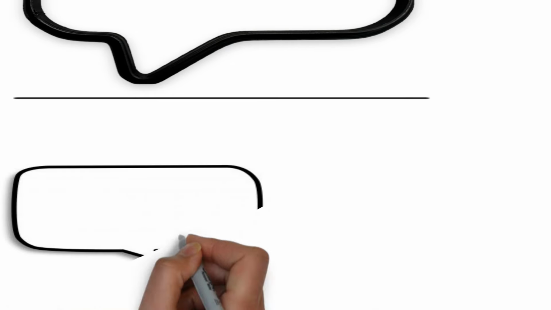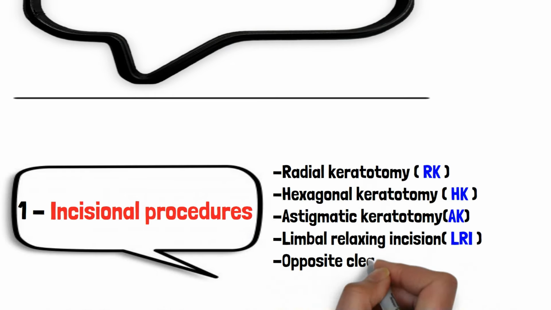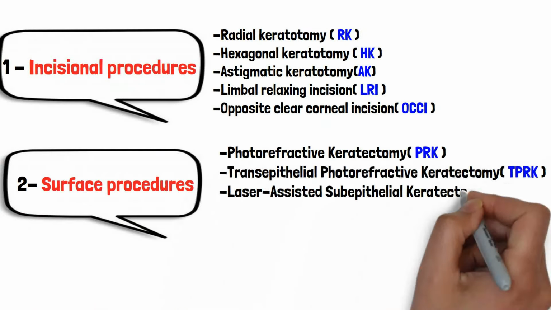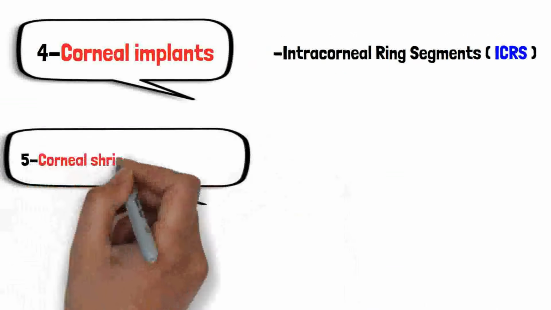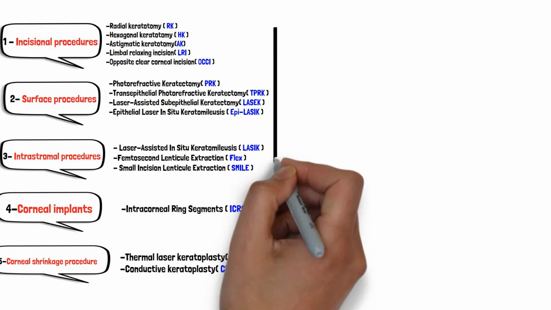They can be categorized into 5 principal groups: incisional procedures, surface procedures, intrastromal procedures, corneal implants, and corneal shrinkage procedures. Let's now explore each of these in sequence.